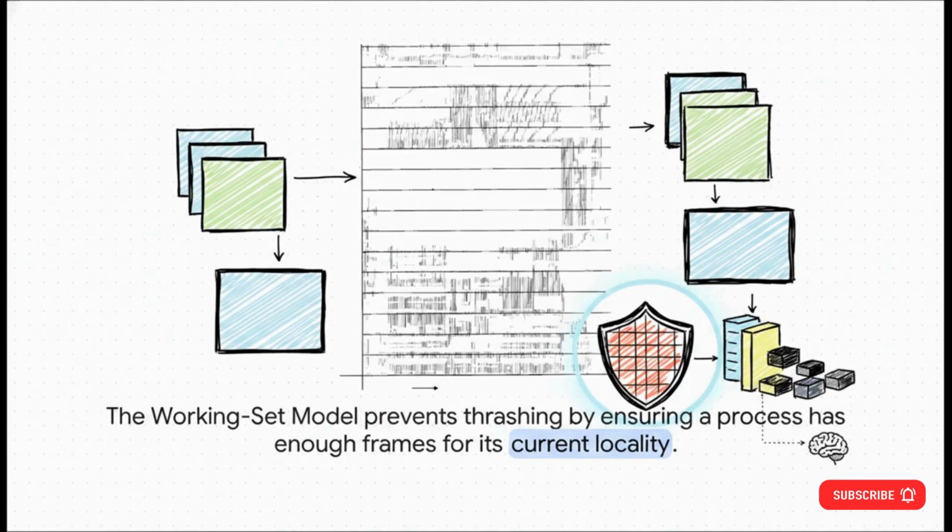The way to stop thrashing is to use this knowledge. The working set model is a strategy where the OS actively tries to figure out the current locality of a process, what we call its working set. And the goal is simple. The OS makes sure that the process has enough physical RAM to hold its entire current working set. If it can't, if there's just not enough memory to go around, it might even suspend that process for a little while, just to prevent the whole system from getting dragged down into that thrashing chaos.